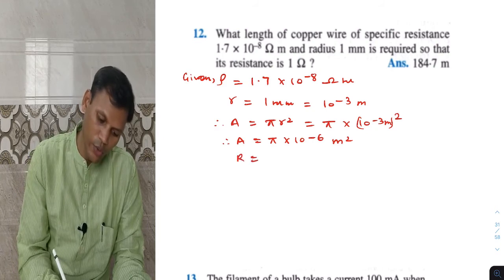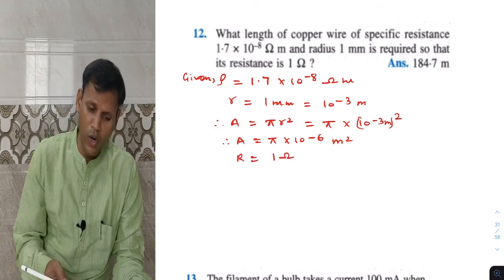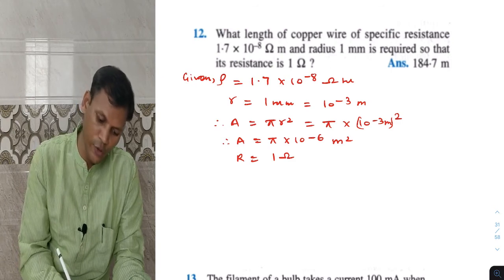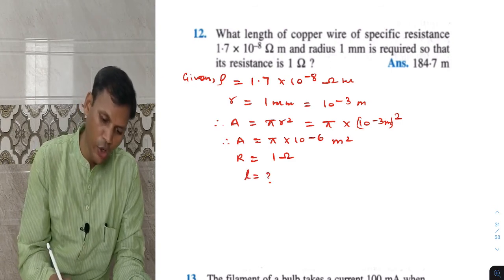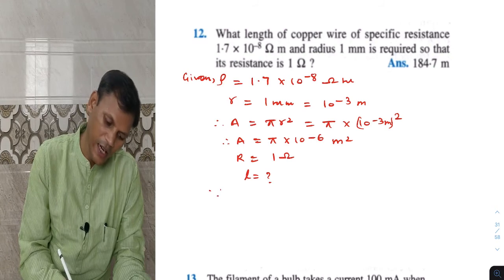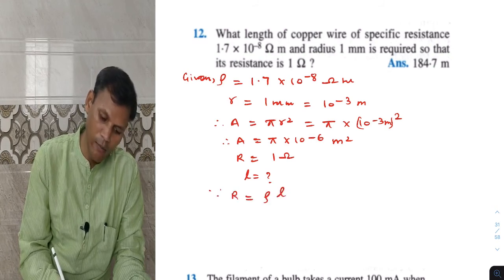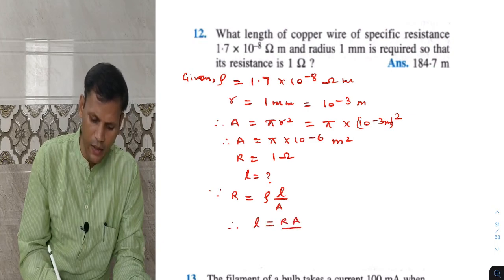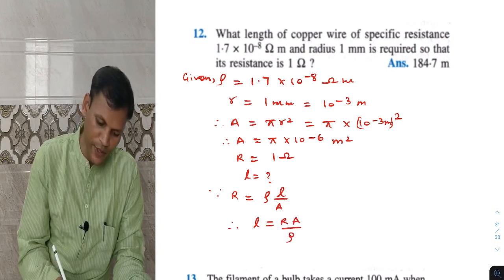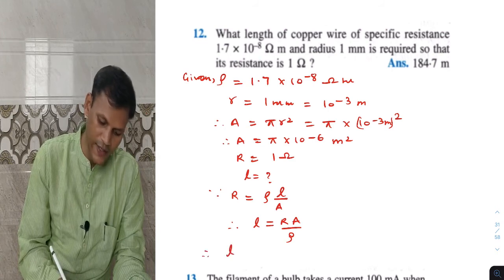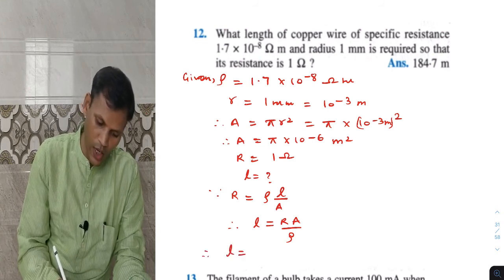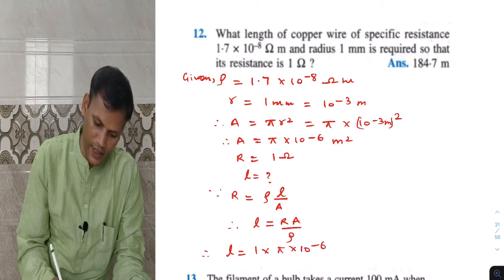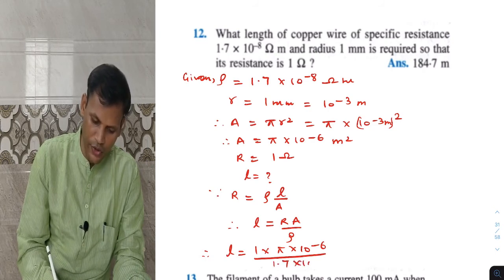Resistance R is equal to 1 ohm is given. So what length of copper wire? Length is to be found out. So we know the formula, since R is equal to rho L by A, L will be R A by rho. Every term we know. Therefore L is equal to R is 1 into area is pi into 10 raised to minus 6 upon rho is 1.7 into 10 raised to minus 8.